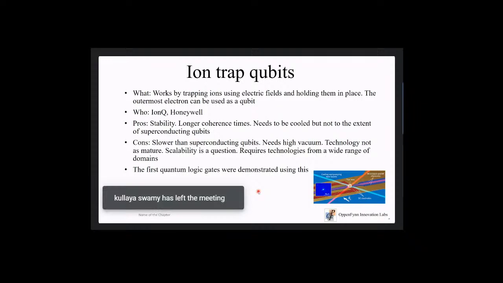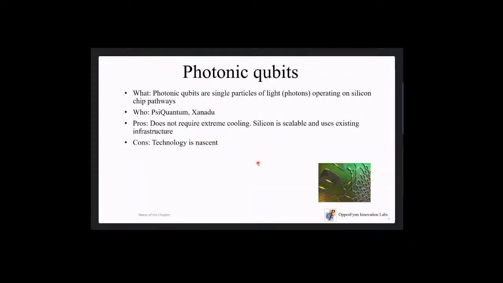Another way of doing it is photonic qubits. As the name suggests, it essentially uses single particles of light, photons, operating on silicon chip pathways. There are a couple of startups employing this technology. The biggest advantage of this technology is that it does not require extreme cooling. In fact, there is speculation that this is the technology that can work at room temperature.